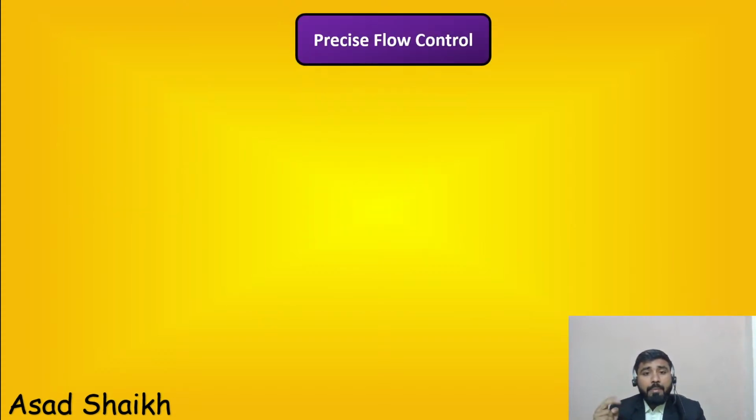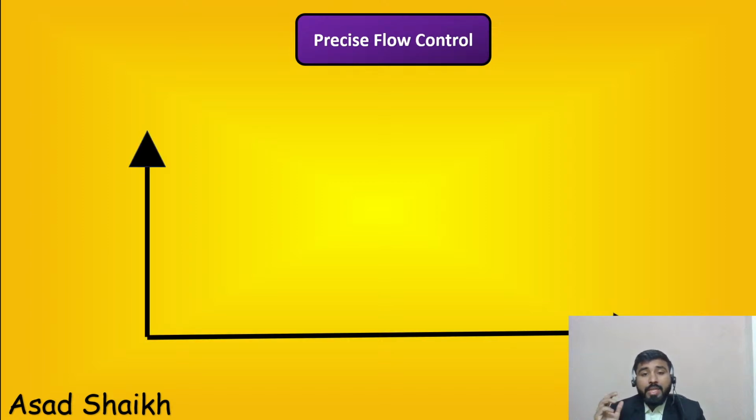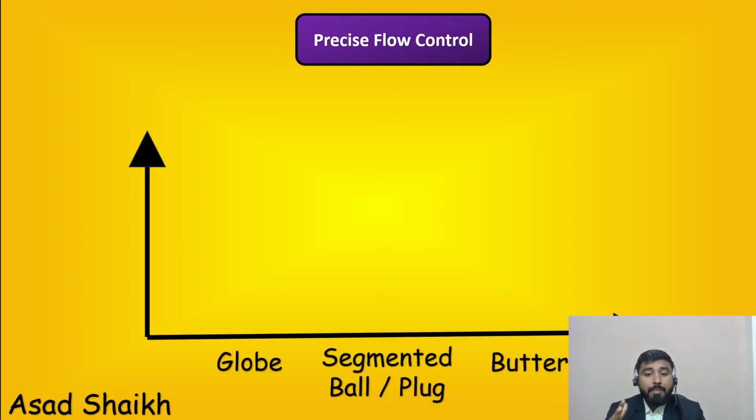The second application point we discussed was precise flow. When it comes to precise flow, we have globe, segmented ball, plug, butterfly. Can you tell me which one has the most precise flow control capability? Which one could have the most precise flow? Let's look at the comment section.